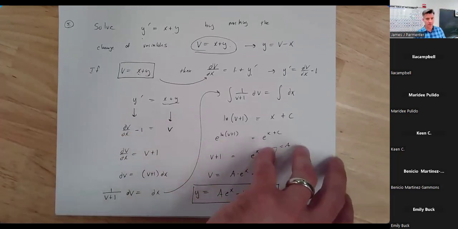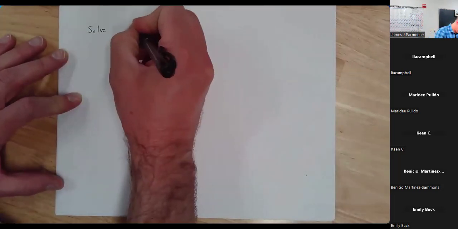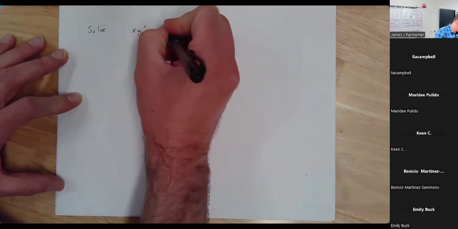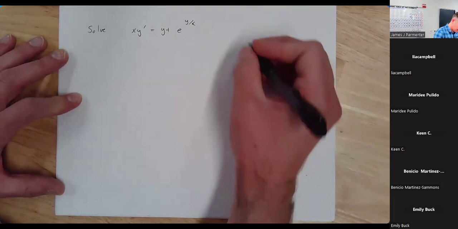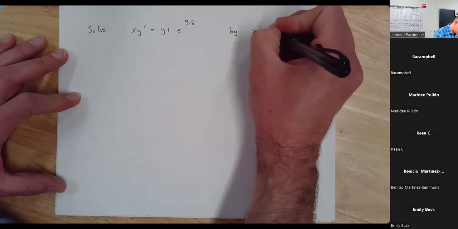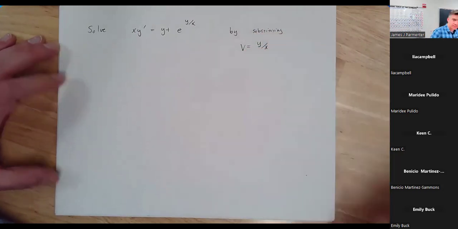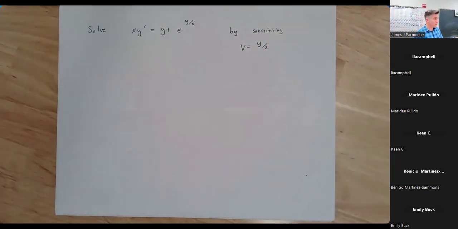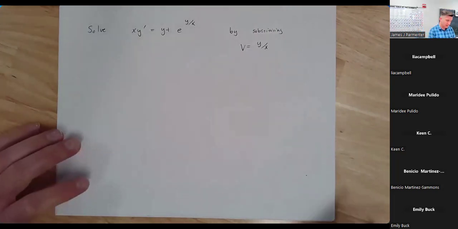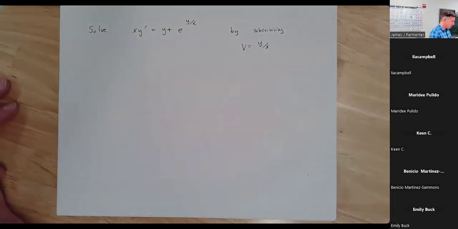Let's look at another problem like this, which I think is a homework problem. We're going to solve x times y prime equals y plus e to the y over x by making another change of variable, substituting v equal to y over x. So we're going to do the same sort of thing. We're going to replace every y in this equation with something with v or x in it. Essentially, we don't want any more y's in our equation.